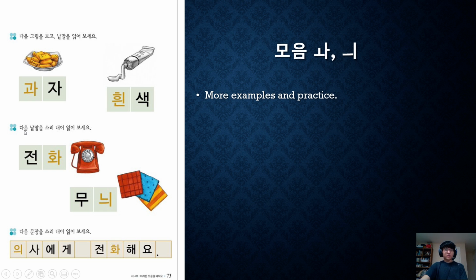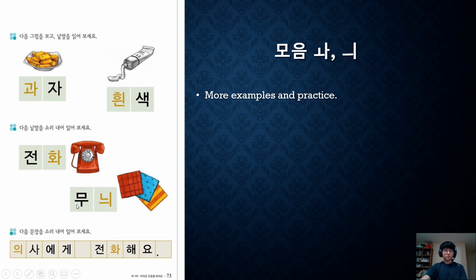Let's look at a couple more. 다음 낱말을 소리내어 읽어보세요. Let's read the next couple words together too. So let's look at this one. 저 and then 니은. 전화. What's 전화? 전화 is telephone. Or as a verb, you can say to call. So as a noun, it's the telephone. And as a verb, it's to call.